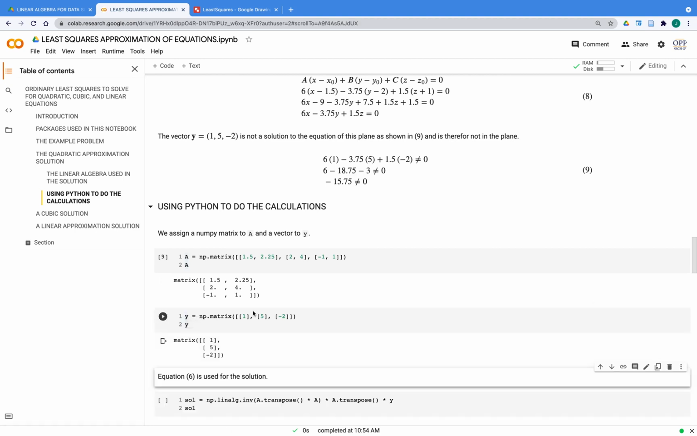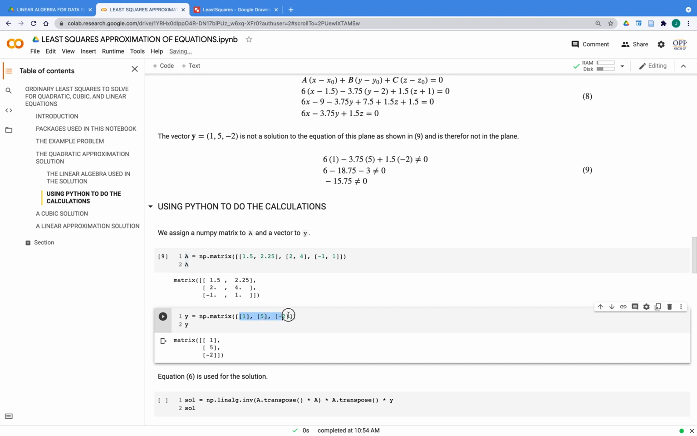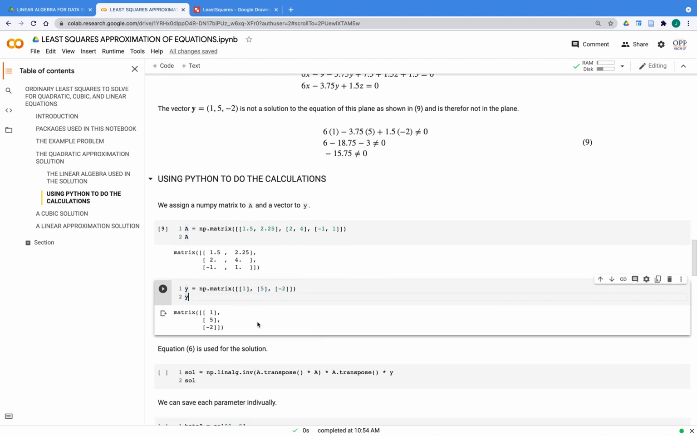You don't need to do all these brackets in there. You can just use the reshape method if you want to, setting those values to negative 1, 1. But I've just done them individually just to make sure that this is a column vector.